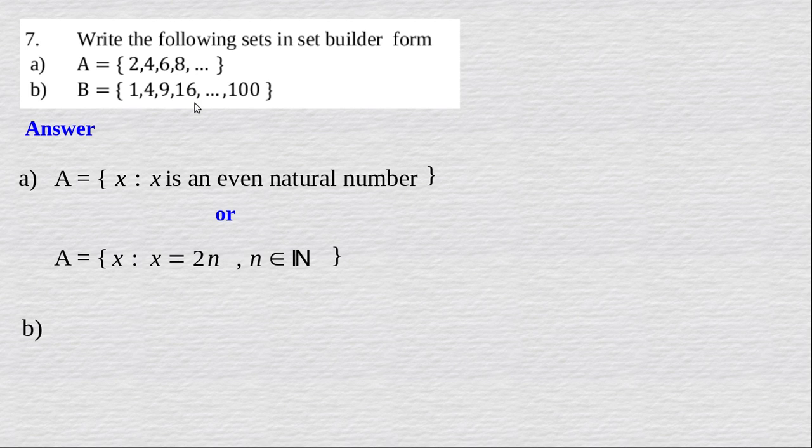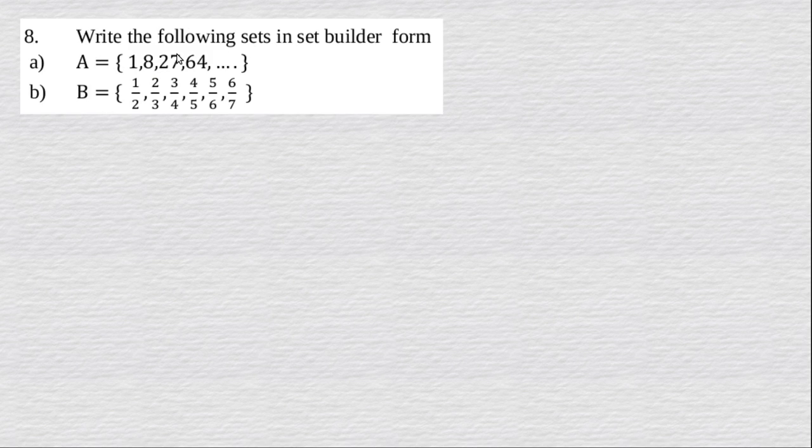Then what is answer question number B? 1, 4, 9, 16, etc., 100. What is the peculiarity or special features of these elements? These all numbers are perfect squares less than or equal to 100. Okay? Then you can write B is equal to set of all x such that x is equal to n square and n is a natural number and n less than or equal to 10. Clear? Or we can write B is equal set of x such that x is a perfect square less than or equal to 100.